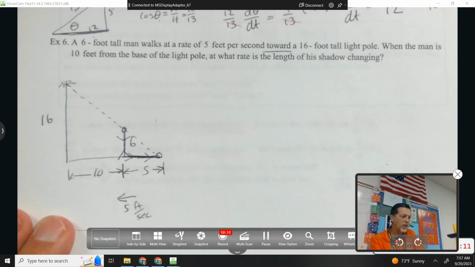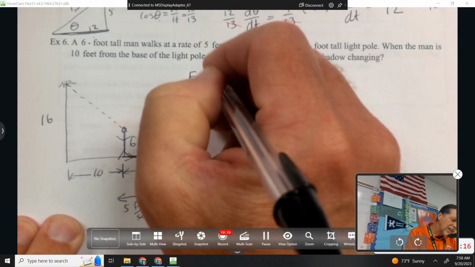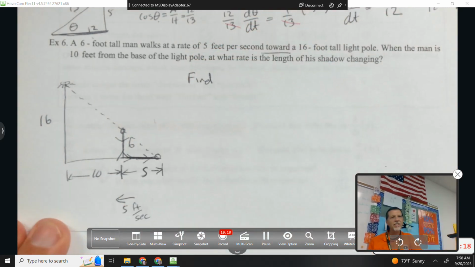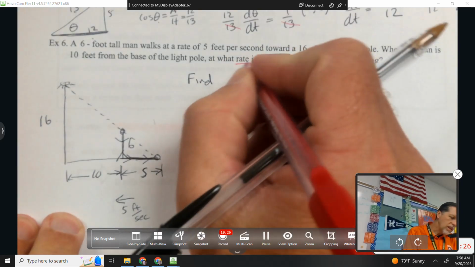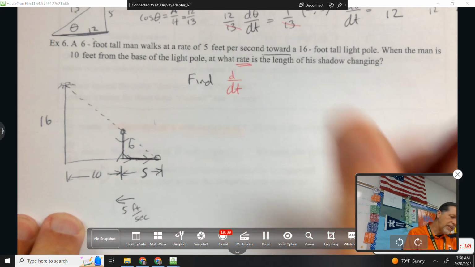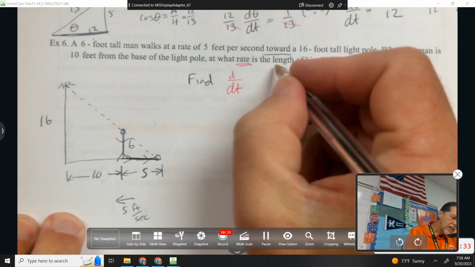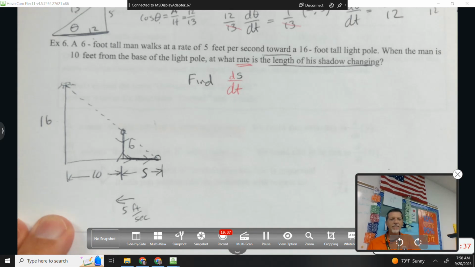his shadow changing? So I'm calling this his shadow, and what I want to find, so what am I trying to find in terms of my variables? What rate? So I know it's d dt. Length of his shadow I've called s. So I want to find ds dt.